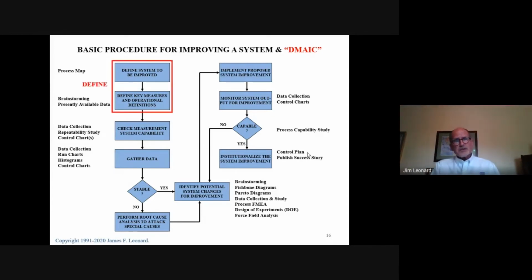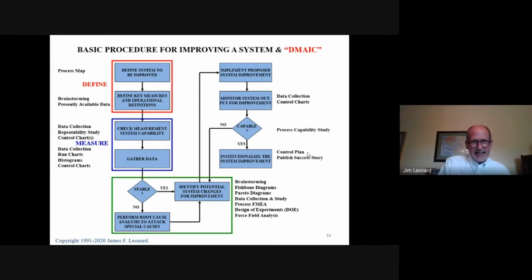The first 2 steps in this procedure, we'll call it D, define. Define the system to be improved. It all begins with the process map. Define your key measures and operational definitions. And we move into M, measure. Measuring is more than gathering the data. We also have to check and assure our measurement system capability. Once we have the data in hand, A, analyze. Is the process stable? If no, engage local workforce personnel to perform the root cause analysis to find, remove, prevent the reoccurrence of the special cause. Once stable, work to identify potential system changes for improvement.